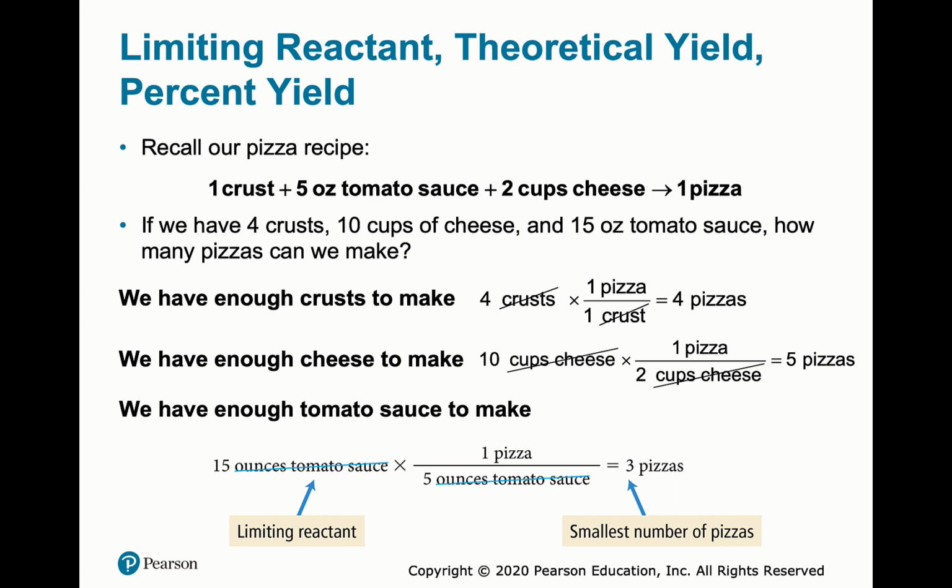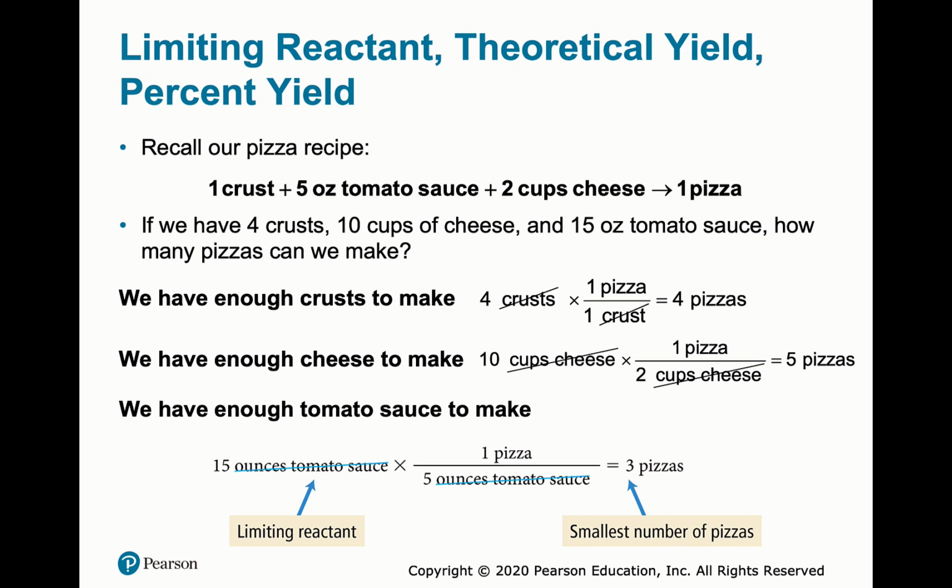Okay, so going back to limiting reagent, so we have the pizzas. If you remember here, we have the pizzas, and we can look at things. We were looking at cheese before, but let's say that we have 4 crusts, and we have 10 cups of cheese, and we have 15 ounces of tomato sauce, so that's enough to make 3 pizzas. So if we have enough crust to make 4 pizzas, and we have enough cheese to make 5 pizzas, and we have enough sauce to make 3 pizzas, how many pizzas can we make?